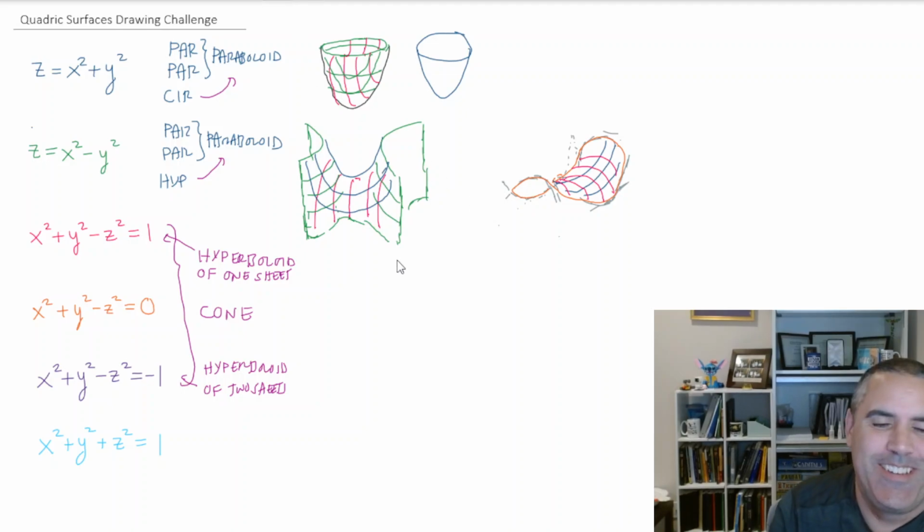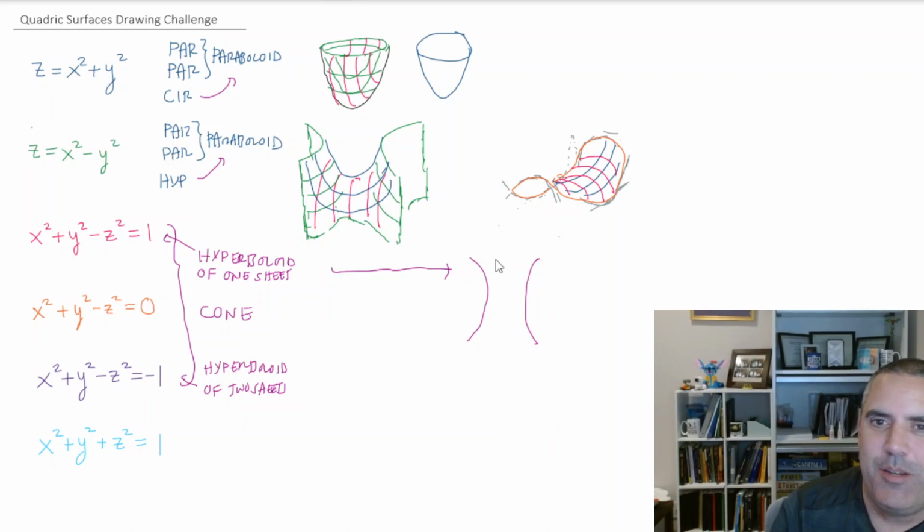So anyway, they have the same traces in a sense, so that's why I would like to use the same name. The hyperboloid traces are hyperbola, hyperbola, and circles. So if I was going to draw a hyperboloid of one sheet, I would draw a hyperbola from the front, and I just did a terrible job.